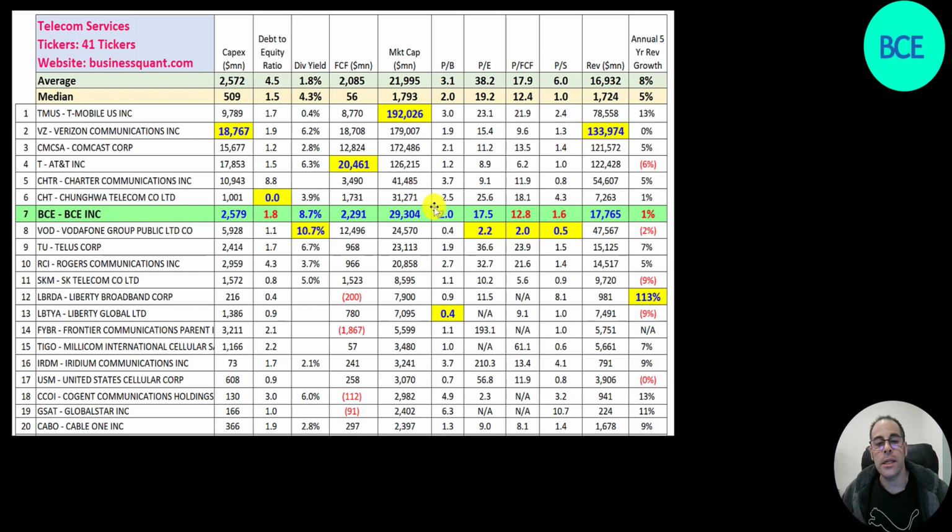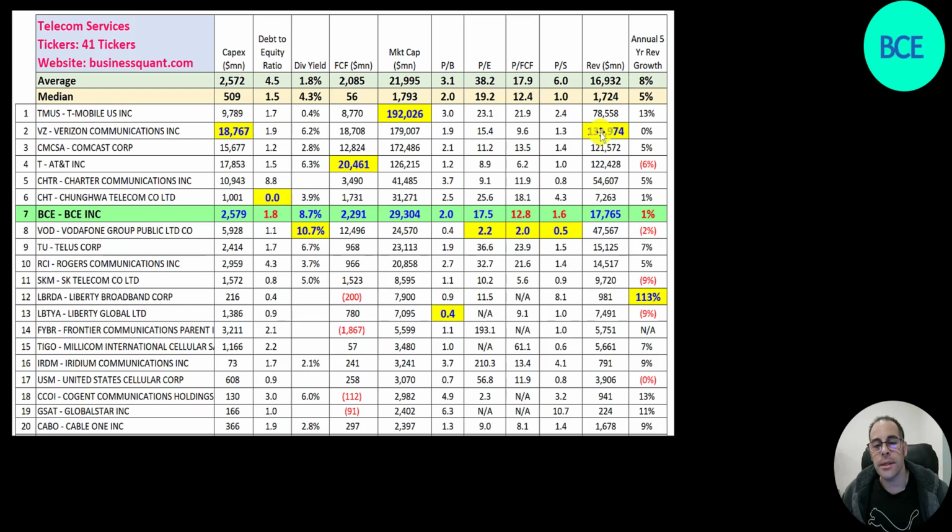They trade 2 times book value, which is equal to the median. They trade 17.5 times earnings, which is better than the median average. Look at Vodafone, 2.2 times earnings. This looks really undervalued. They trade at 13 times free cash flow, a bit better than the average, a little worse than the median. And they trade 1.6 times revenue. So they do generate a lot of revenue relative to their market cap.